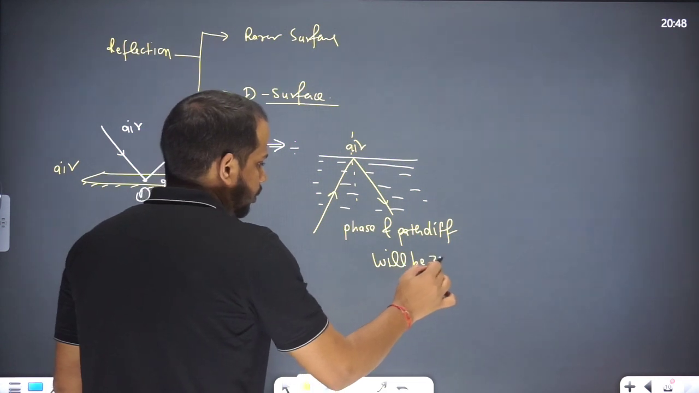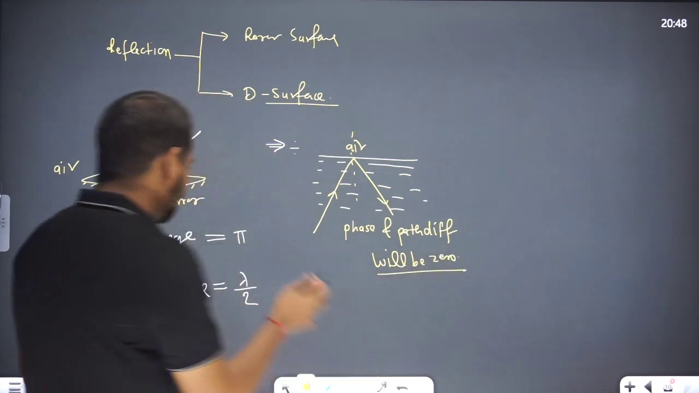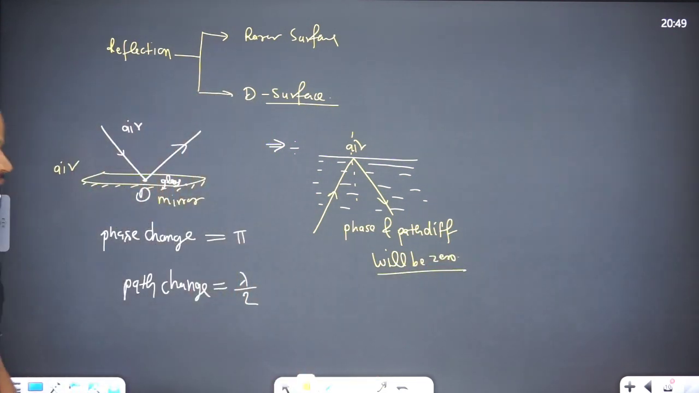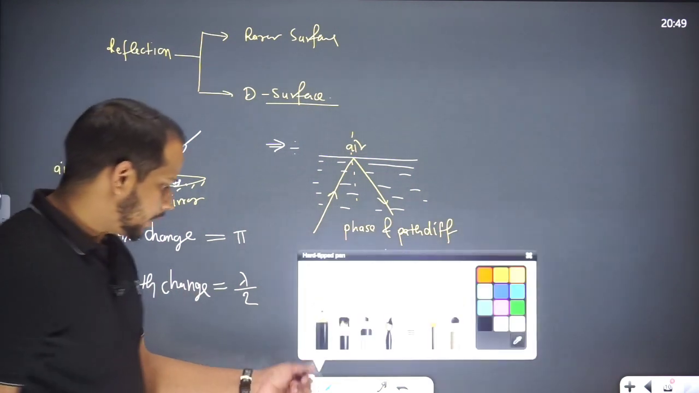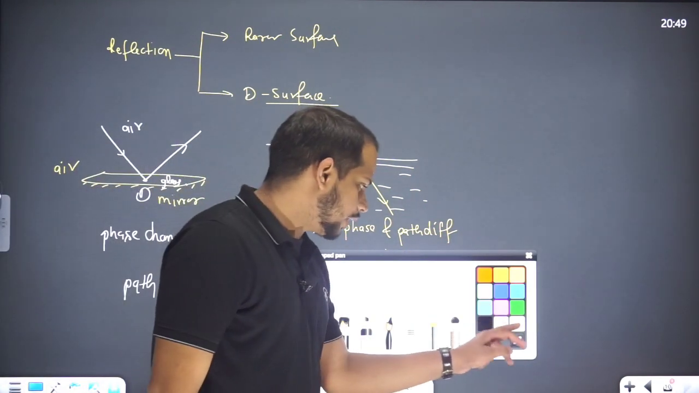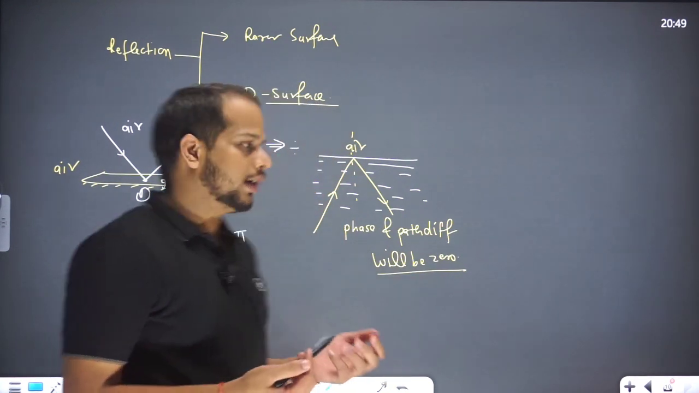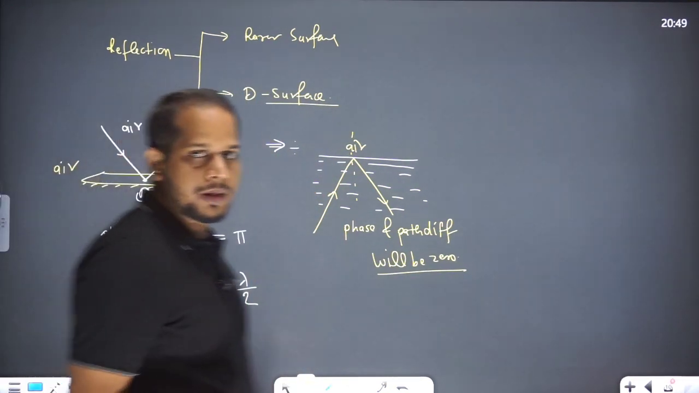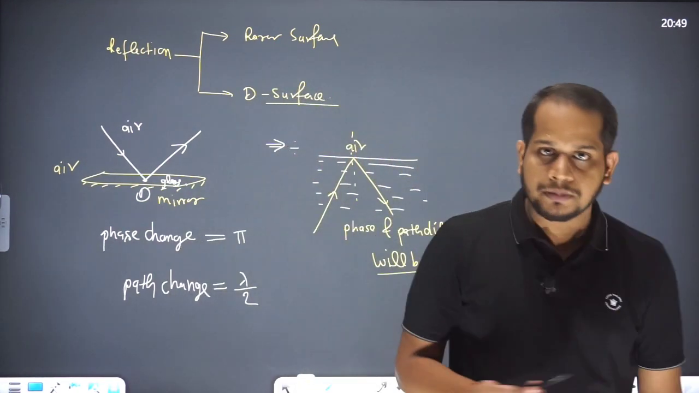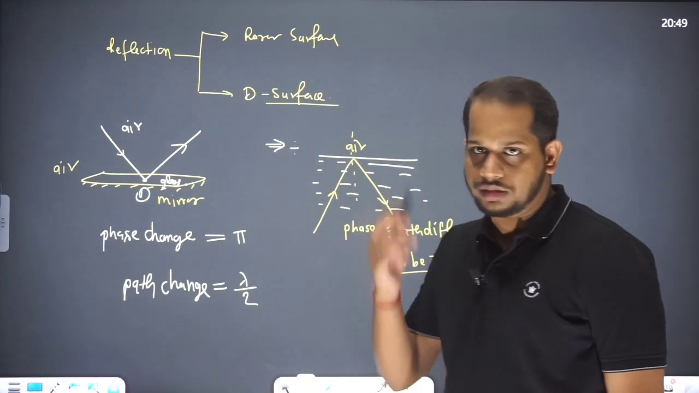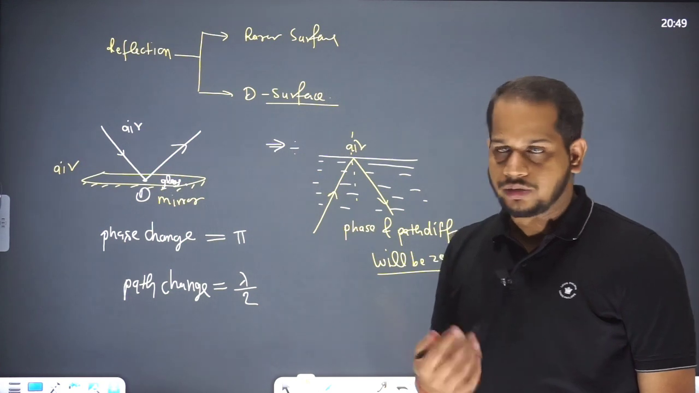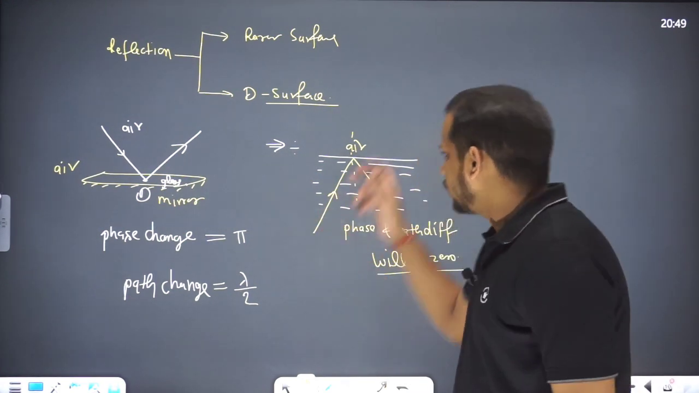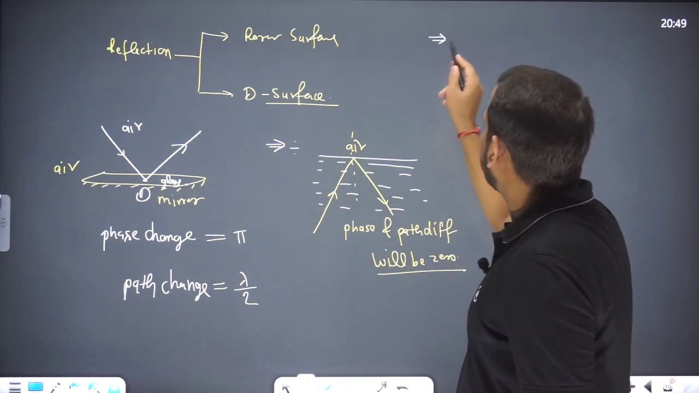In detail we will discuss it in wave optics, but if you want I can give you some basic intro of this one. Let's see actually how the phase is changing and how the path is changing. There is a formula for phase difference and path difference, right? We all know about that one. The phase difference is basically 2 pi by lambda into delta x. You all know about that one. But let's see here how we understand this one.